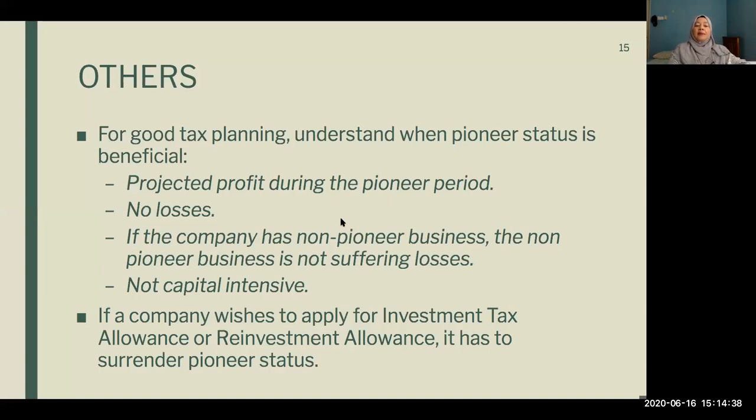If a company wishes to apply for ITA or RA, it has to surrender pioneer status. So assuming that you already have your pioneer status, but then you find that you're not doing well because your projection does not actually materialize and the company is not making good profit, you may want to withdraw your pioneer status and apply for investment tax allowance or reinvestment allowance.